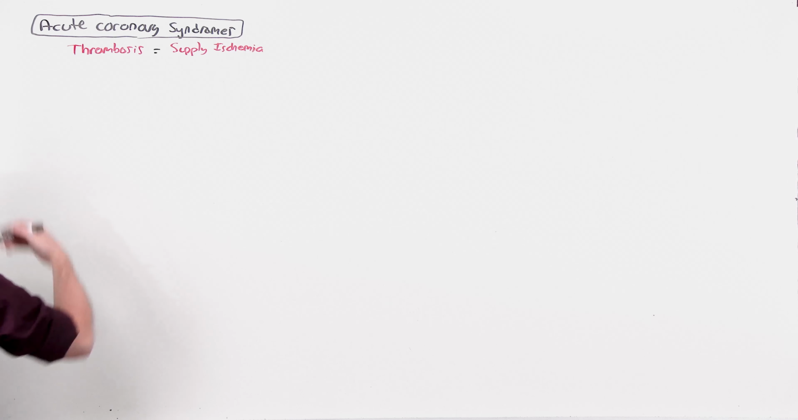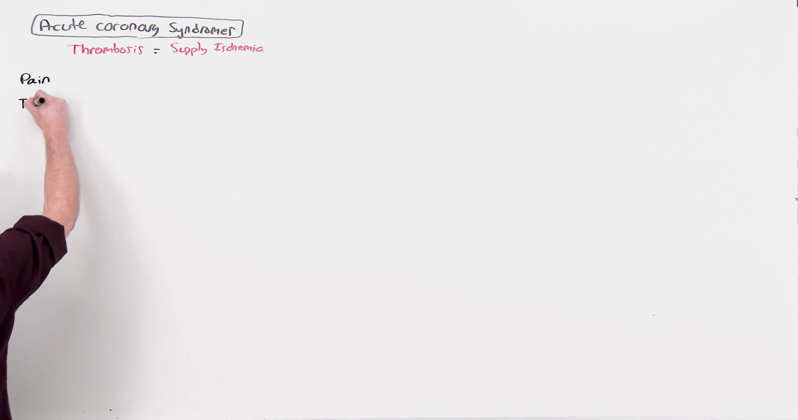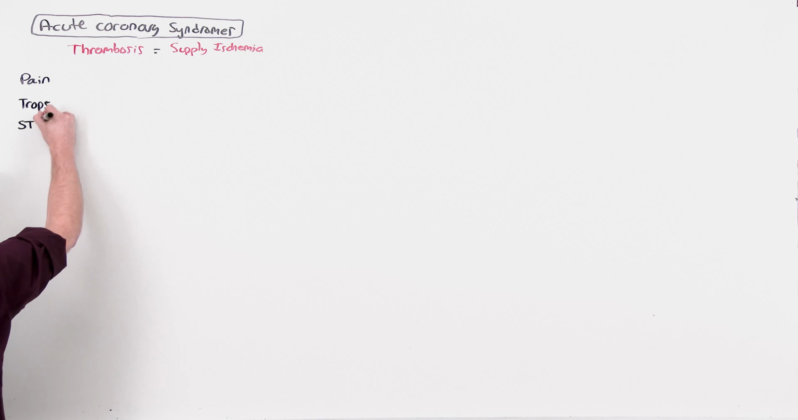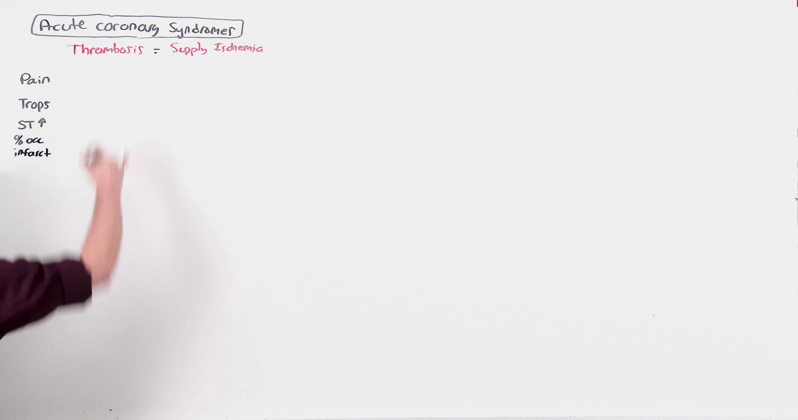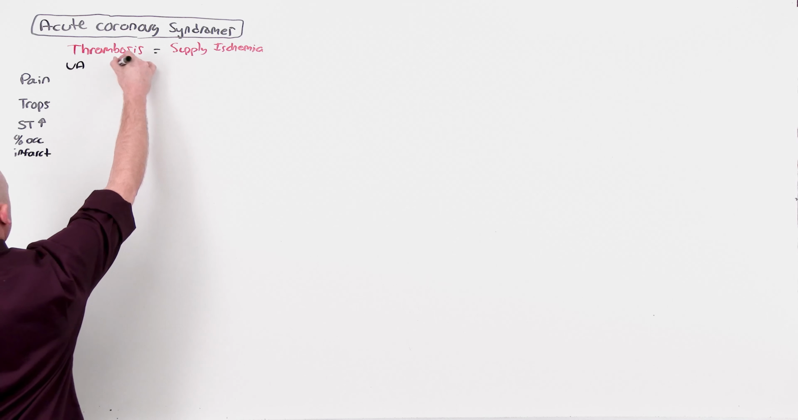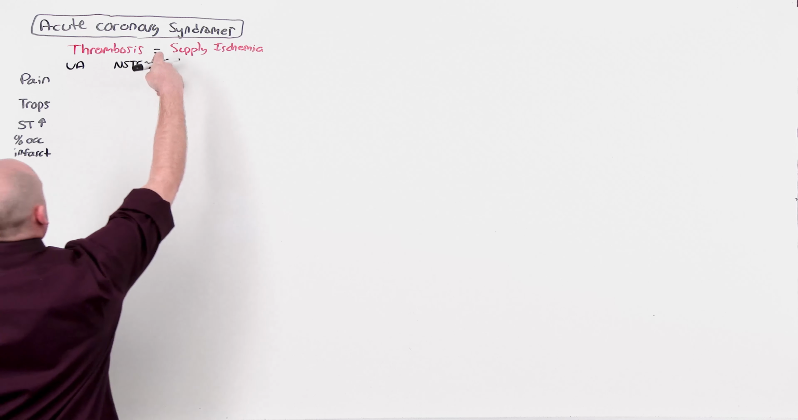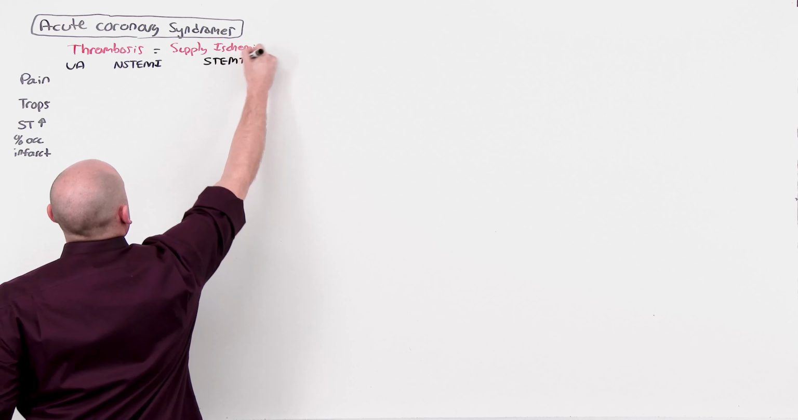You are going to differentiate the different acute coronary syndromes clinically based on the pattern of pain, chest pain, the biomarkers, and TROPS is short for troponins, whether or not there are ST segment elevations, and you'll be able to link that to percent occlusion and the presence or absence of an actual infarct. Unstable angina, NSTEMI, a non-ST segment elevation myocardial infarction, and versus a STEMI, ST segment elevation myocardial infarction.